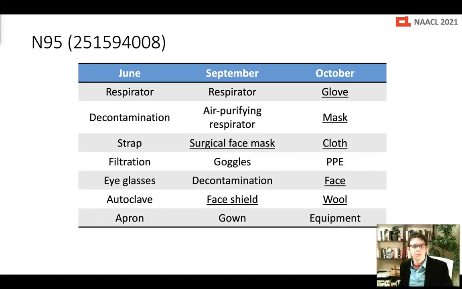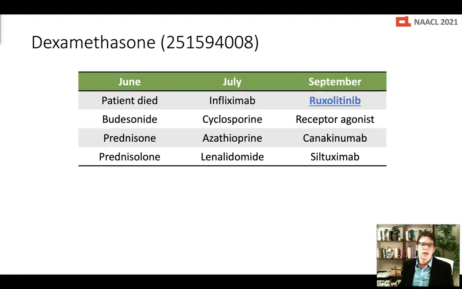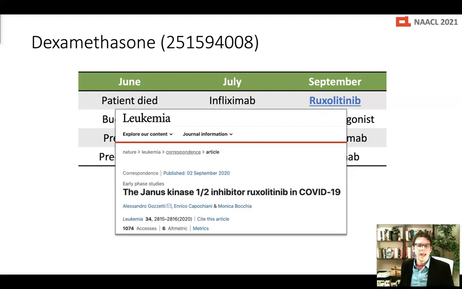With N95 respirators, we see a shift over time from highly professionalized protective equipment towards more general concepts related to personal protection, including materials for face masks. And with the corticosteroid dexamethasone, which has been used to treat severe COVID symptoms, we don't see the concept itself change significantly, but we do see this other corticosteroid, ruxolitinib, appear. And this reflects its emerging use in treating COVID symptoms.